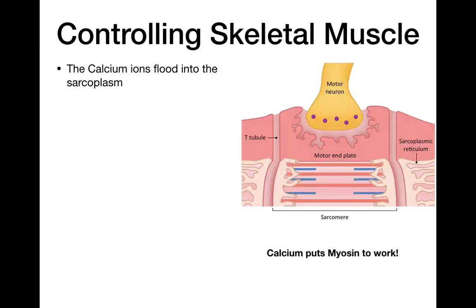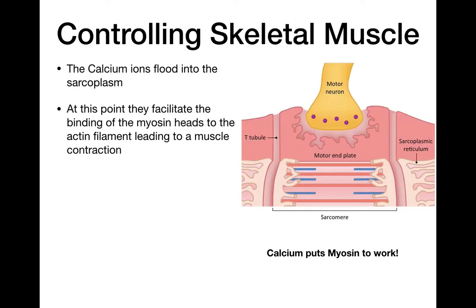So here we go. Here we have the T tubules on both ends of the sarcomere. The motor neuron releases the neurotransmitter acetylcholine, which causes calcium to be released from the sarcoplasmic reticulum into the sarcomere.